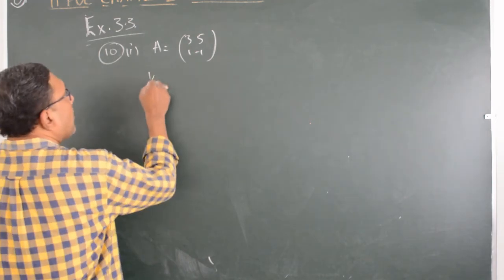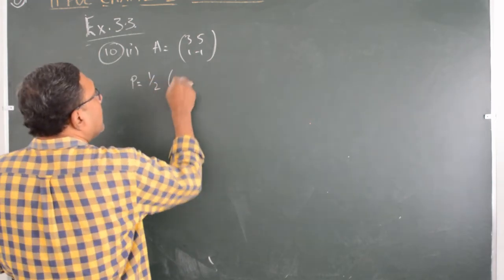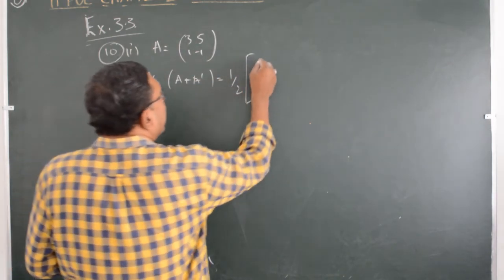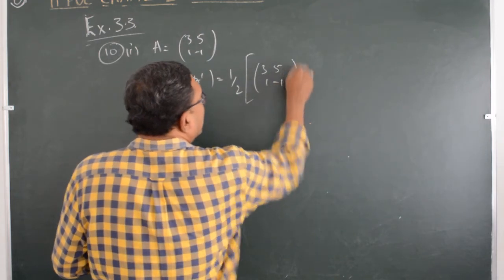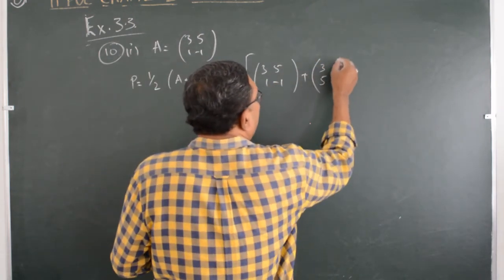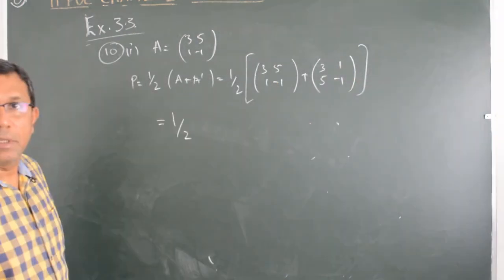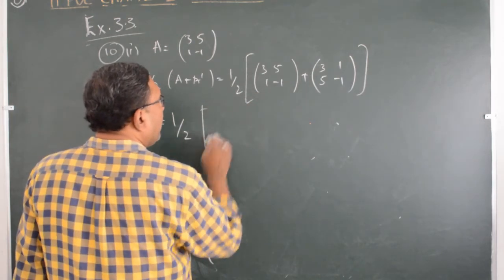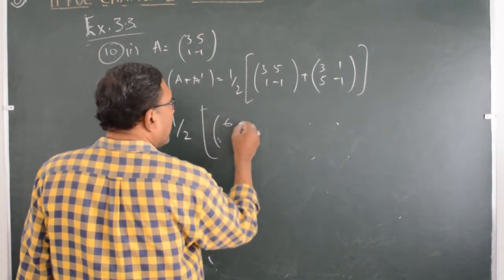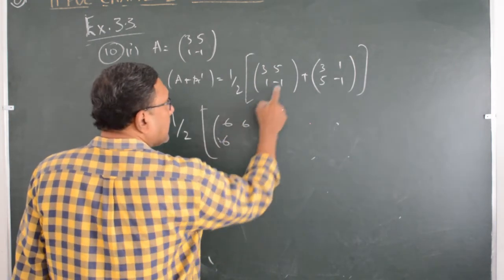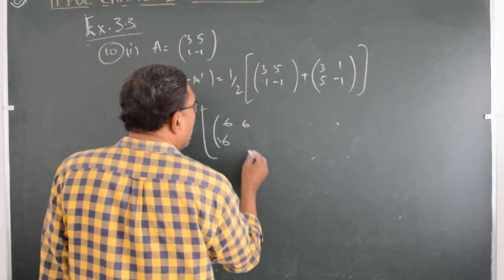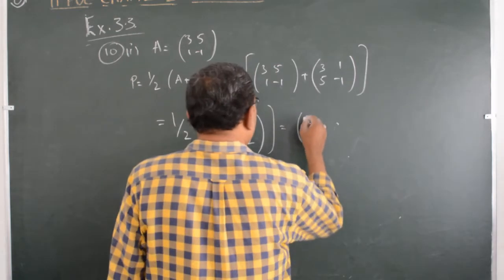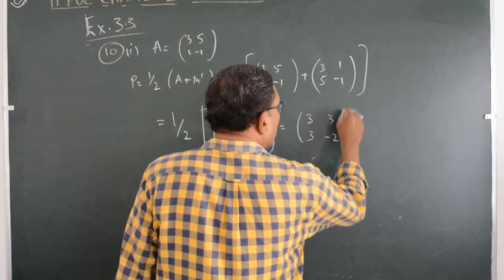Same formula, P is half of A plus A dash, which is equal to half, keep it outside, and take 3, 5, 1, minus 1 and take the transpose of this, 3, 1, 5, minus 1, and add it. I'll keep half outside and then we'll add this. So when we add, 3 plus 3 is 6, 5 plus 1 is 6, 1 plus 5 is 6, and minus 1 plus minus 1 is minus 2. When I take half inside, you get 3, 3, 3, minus 2. This is my P.